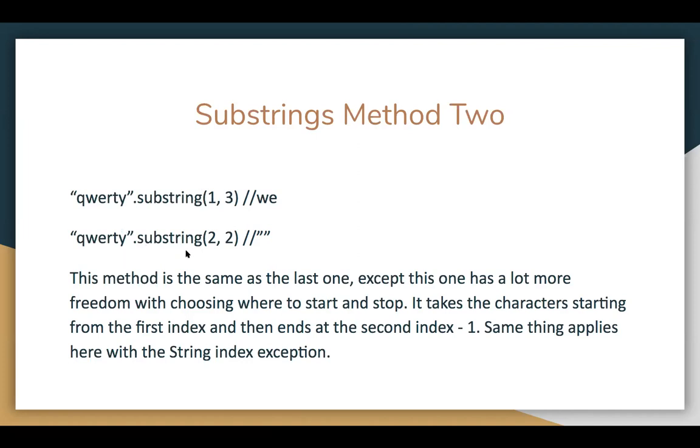In the second example, we have another dot substring, and then we have 2 and 2 here. What this would output is nothing. If you think about it, you go from 0, 1, 2 to this E, but then you're trying to go to the second index, 2, minus 1, so that's 1. So from 2 to 1. You would think that it outputs an error or an exception, but it actually just outputs nothing, because there's nothing there that you could really take advantage of. So that's why it's nothing.